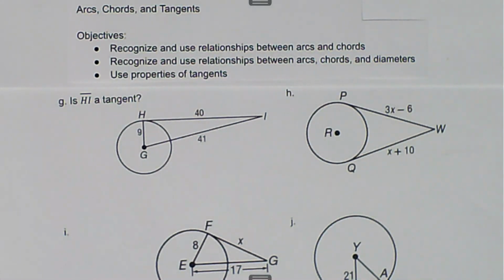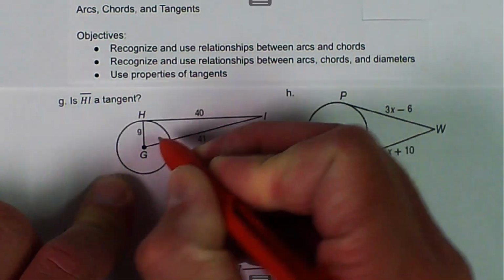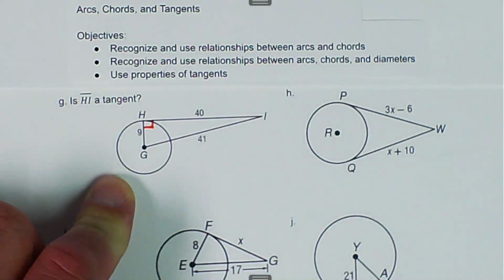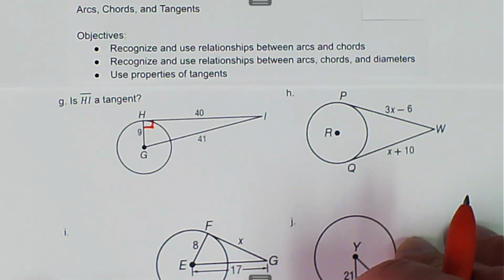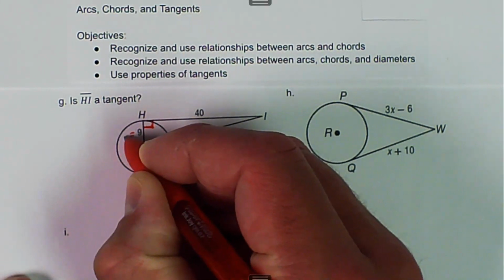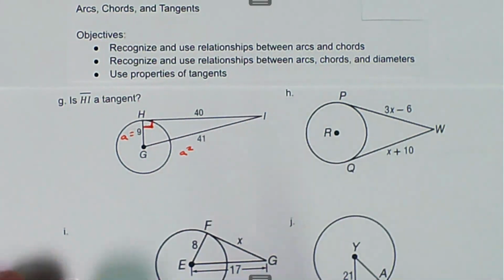Basically, if it were a tangent, we would know that this has to be a 90-degree angle here. So that makes that a right triangle. So what we'd want to check is, is the Pythagorean theorem true? We would make this A, and we could say a squared plus b squared equals c squared.